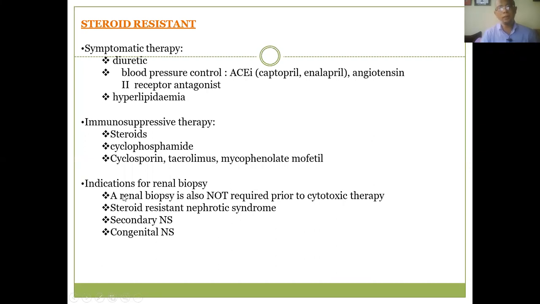And what are the indications of renal biopsy? A renal biopsy is not required prior to steroid therapy, but when you are planning for cytotoxic therapy, then you will advise renal biopsy. In case of steroid-resistant nephrotic syndrome, where steroids are not working or not responsive, you can also advise renal biopsy. In case of secondary nephrotic syndrome, as already mentioned, say in case of SLE or other autoimmune disease, or even other infective causes, you can advise it. And in case of congenital nephrotic syndrome, you can advise the renal biopsy.